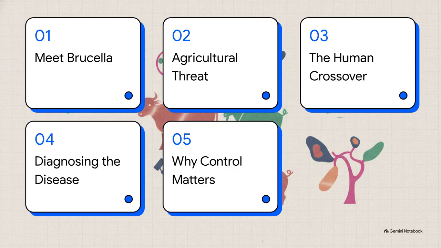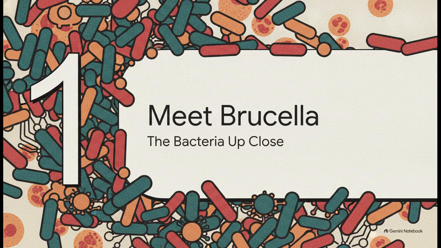So, here's our roadmap for today. First, we'll meet the Brucella bacteria. Second, we'll look at the agricultural threat. Third, the human crossover. Fourth, diagnosing the disease. And fifth, why global control matters. Let's kick things off with Section 1.